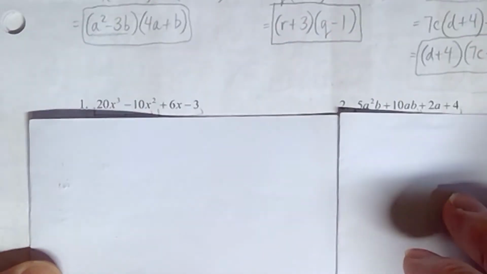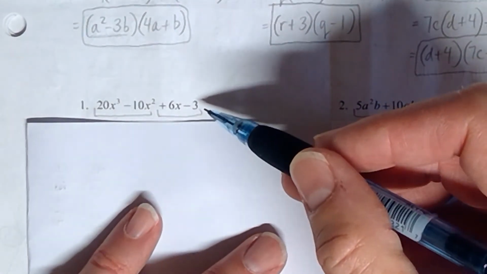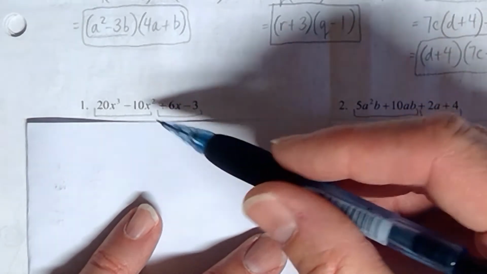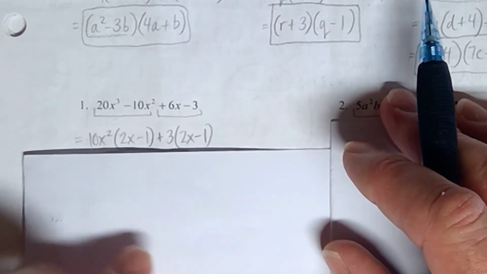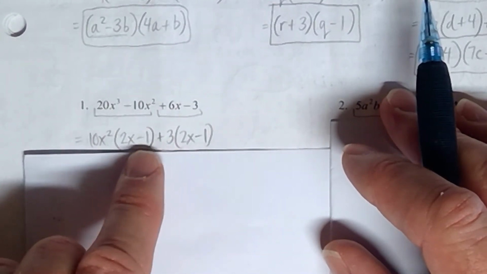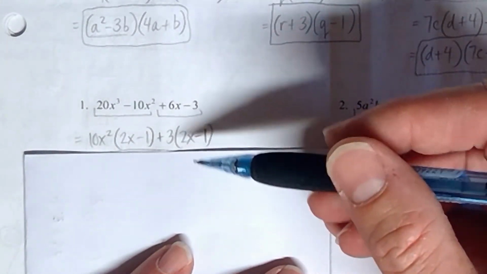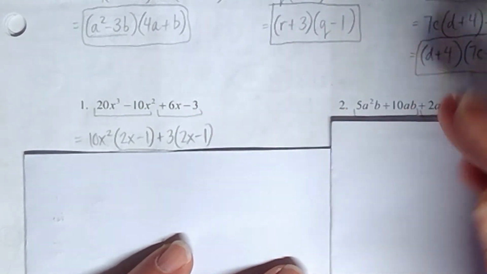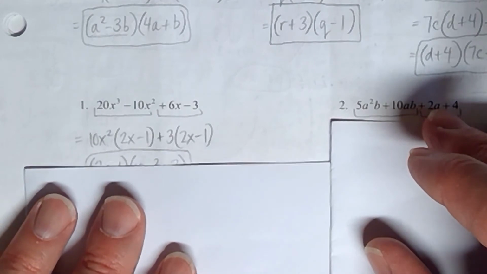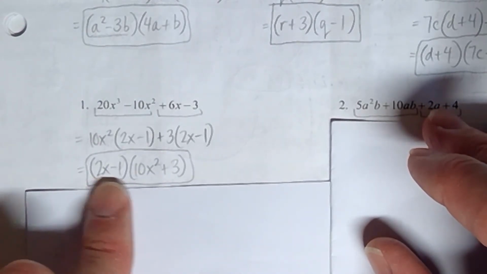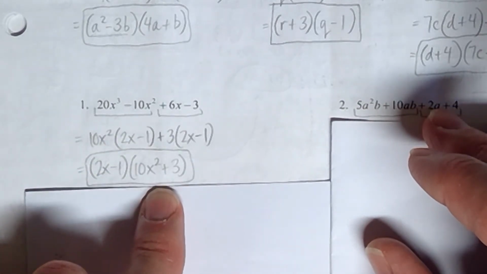Okay, number 1, let's take a look. Again, we skip the GCF step for the whole problem because it's equal to 1. But then when we group them, what GCFs do we get here? 10x squared and 3. That produces 2 brackets that are the same. Because the brackets are the same, we take that common bracket and we write it down just one time in the front. And then we say 10x squared plus 3 on the back.